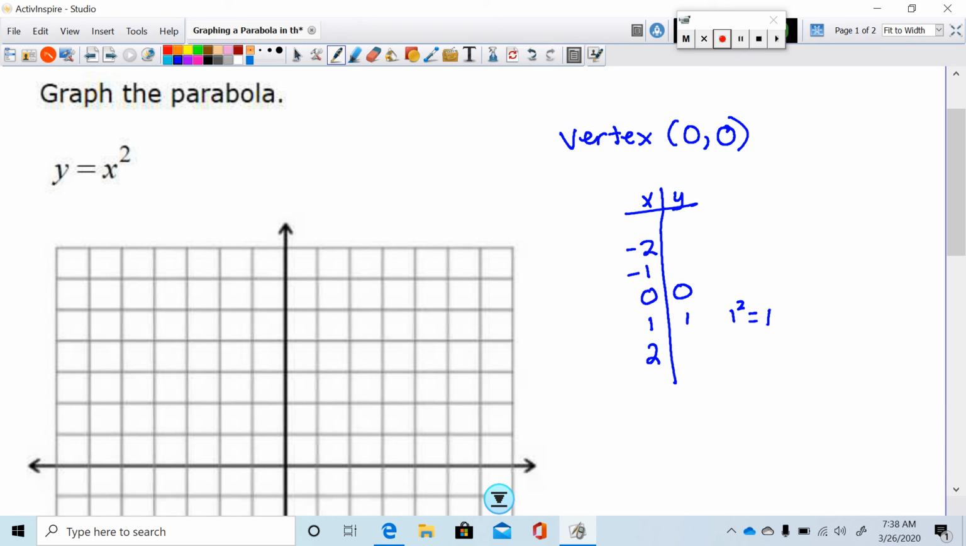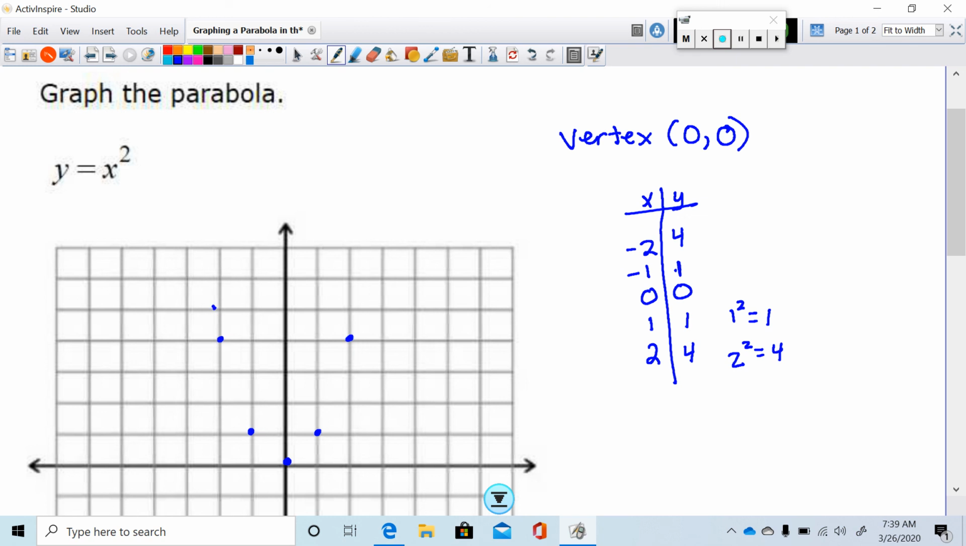1 squared equals 1. Now the reason I didn't deal with the negative is because a parabola is symmetrical, so one side looks like the other. So if this is 1, then the one above the 0 is also a 1. And 2 squared is 4, and I'm going to use symmetry for that as well. So those are the points that I want to graph. Negative 2, 4, negative 1, 1, 0, 0, positive 1, 1, and positive 2, 4.